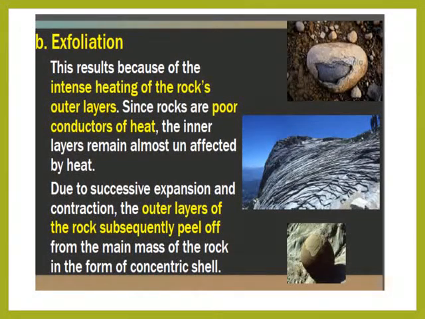Exfoliation, a simple example I'll give you, an onion. When you peel the skin of the onion, how will it come? It will come like layers. So you can look at the picture how the rocks break into layers. This is because of intense heating of the rock's outer layer.